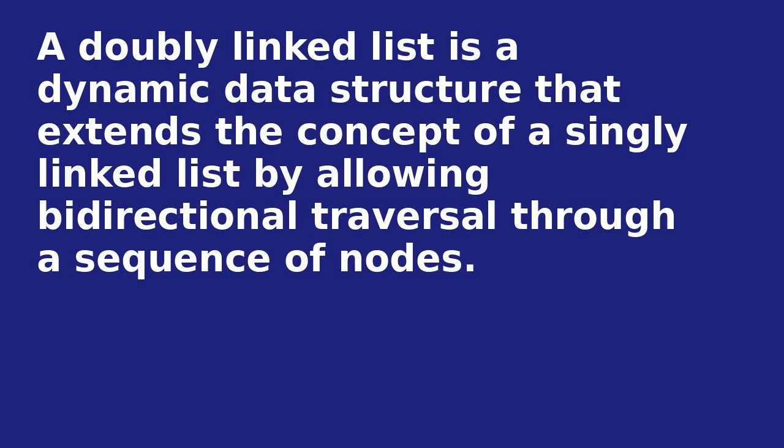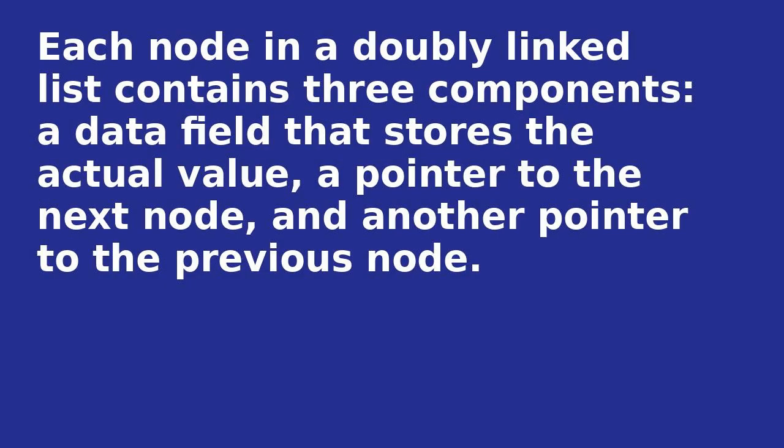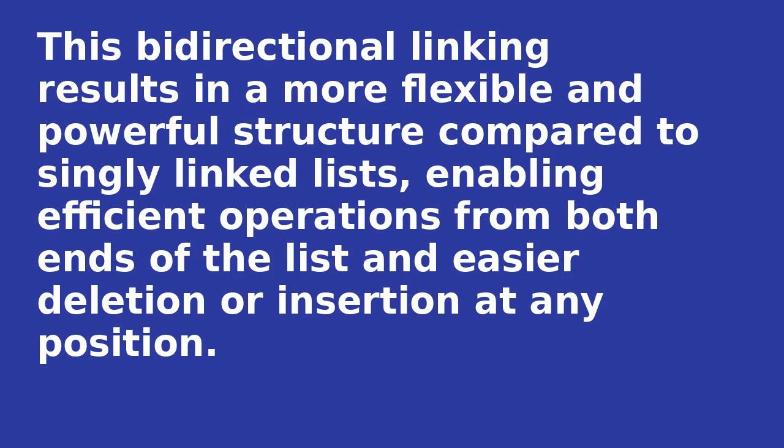A doubly linked list is a dynamic data structure that extends the concept of a singly linked list by allowing bidirectional traversal through a sequence of nodes. Each node in a doubly linked list contains three components: a data field that stores the actual value, a pointer to the next node, and another pointer to the previous node. This bidirectional linking results in a more flexible and powerful structure compared to singly linked lists, enabling efficient operations from both ends of the list and easier deletion or insertion at any position.